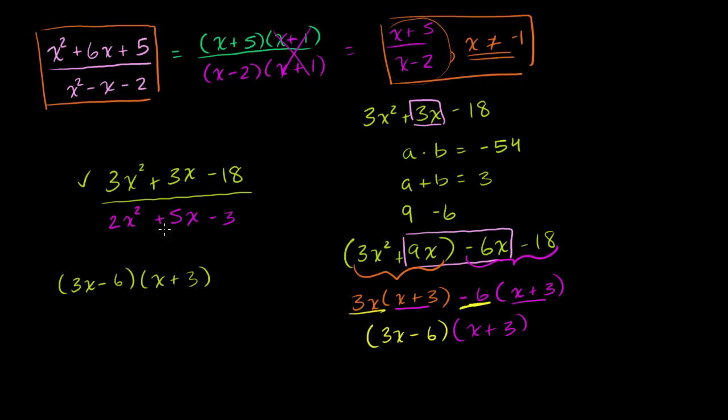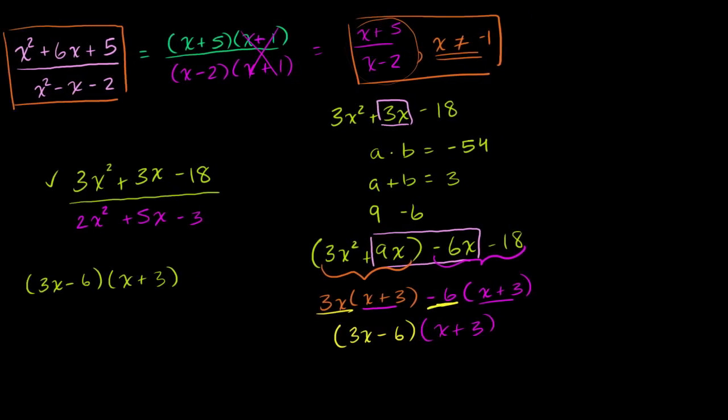Now let's factor this bottom part over here. Scroll to the left a little bit. So if I want to factor 2x squared plus 5x plus 3, I need to think of two numbers that, when I take their product, I get 2 times 3, which is equal to 6. And they need to add up to be 5. And the two obvious numbers here are 2 and 3.